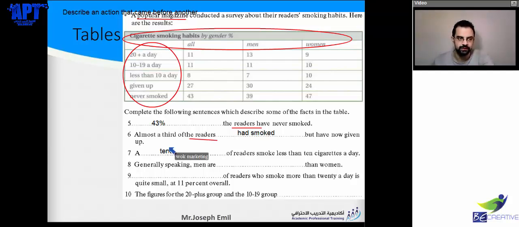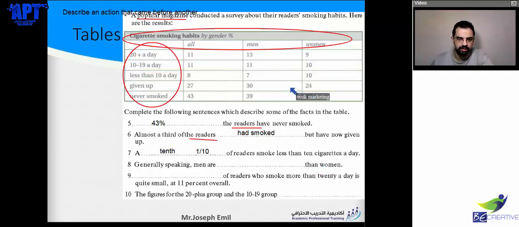1/10 of the readers. 1 over 10. Okay? So this is 1 over 10 of the readers smoke less than 10 cigarettes a day. Generally speaking, men are more likely to smoke than women.